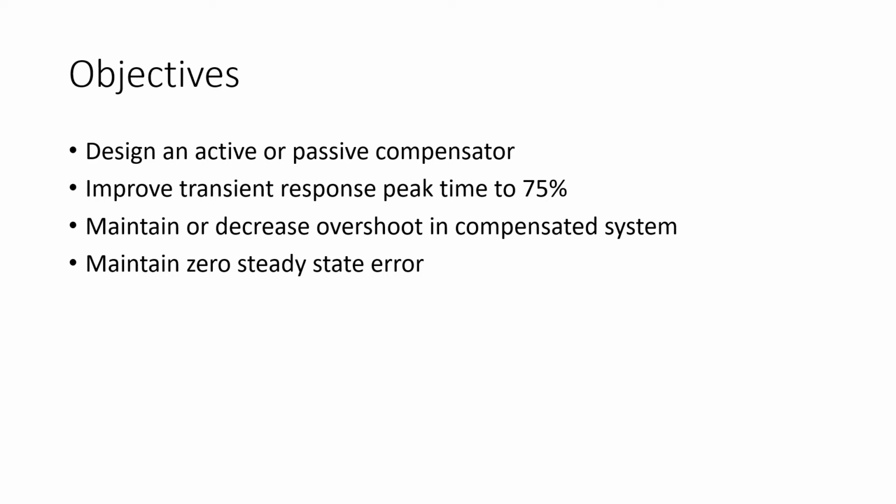The objectives for this project are to design an active or a passive compensator for our lane changer. We want to improve our transient response peak time by about 75% and maintain or decrease the overshoot in the compensated system while also maintaining a zero steady state error.